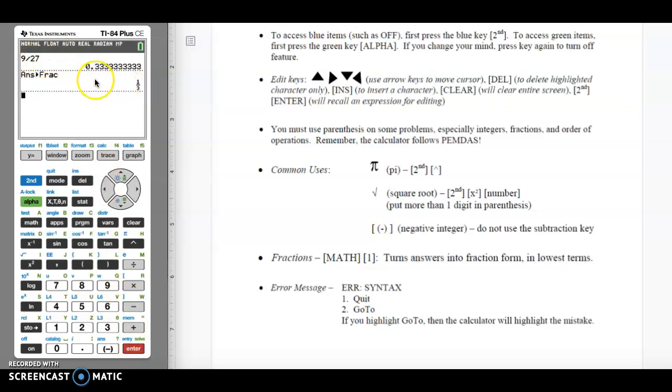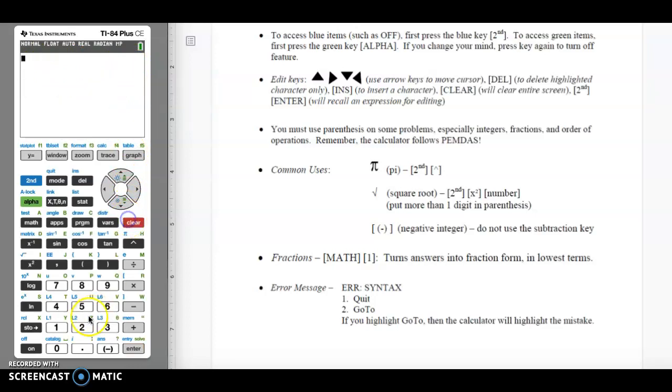So 9/27 is that decimal, and then I can change it into its reduced fraction form. Or for example, 80 divided by 160. It's 0.5 and 1/2. So you can find the decimal form of it. You can also find the fraction form.